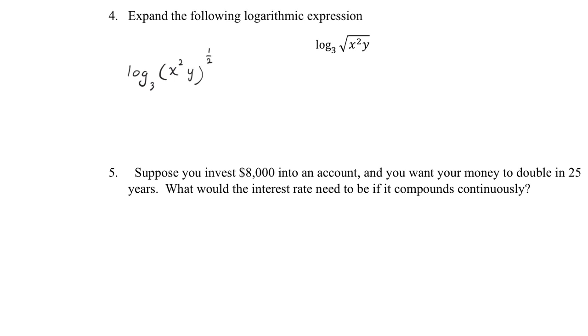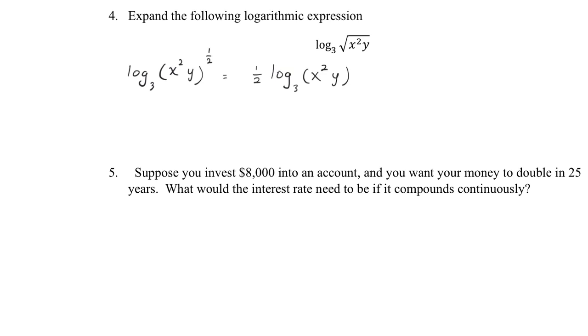Now, this power here can move down in front of the logarithm because of the power property. So I'm going to take this exponent of 1/2 and move it down in front of the logarithm. So this is 1/2 times the log base 3 of x squared times y.